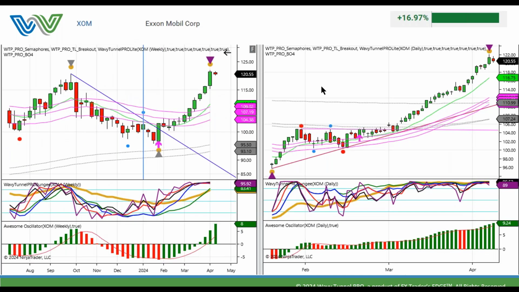This is XOM, Exxon Mobil. Same thing. This is the beginning of the year. So energy sold off initially and then came back with a vengeance. Look at this. And this is where our system signaled the buy, and over here as well. These are automatic trend line breaks, by the way, automatic trend line breaks. That's what they are.